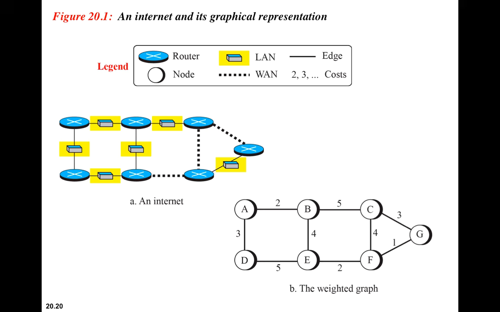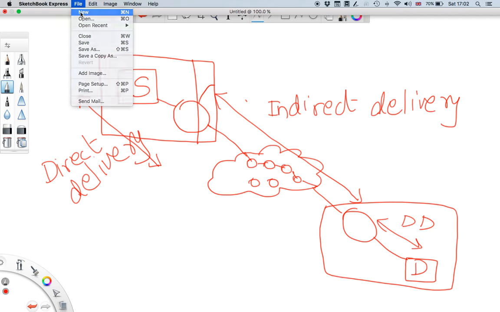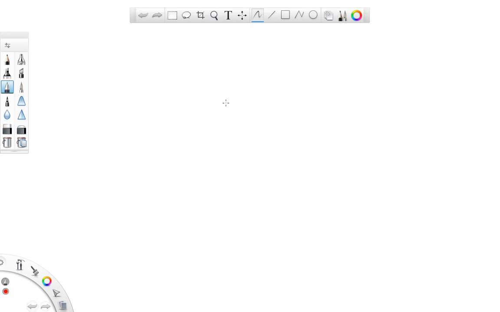Least cost trees. How do we find the best distance, or the best route rather, from a source to a destination? This is a very important question that we face in networks.